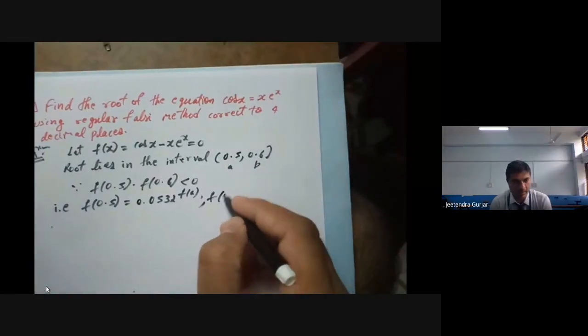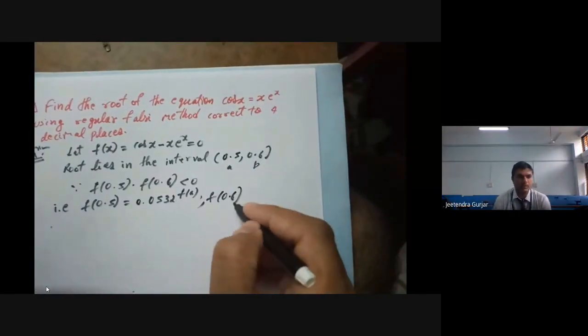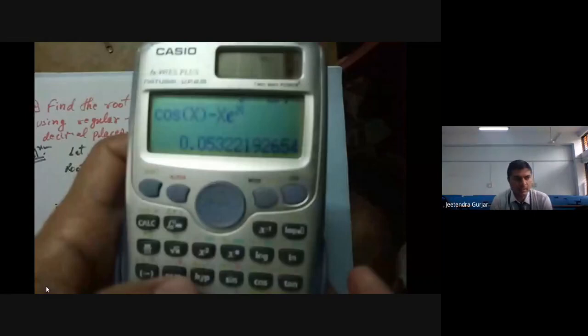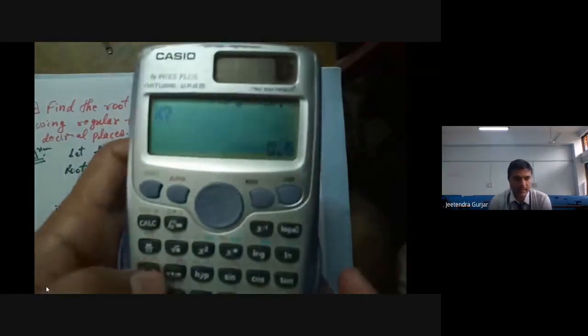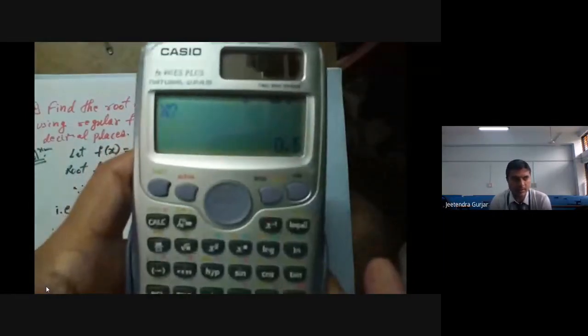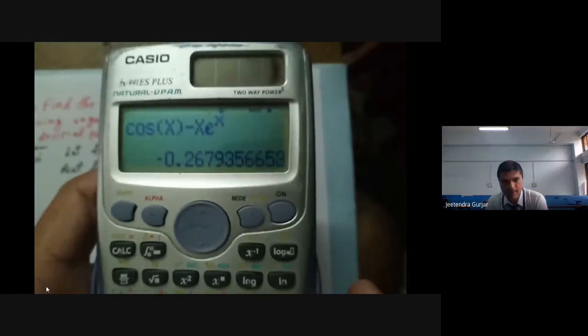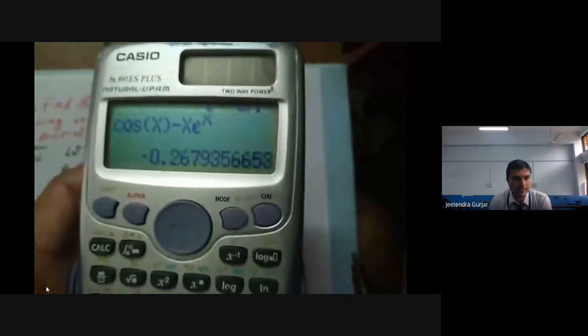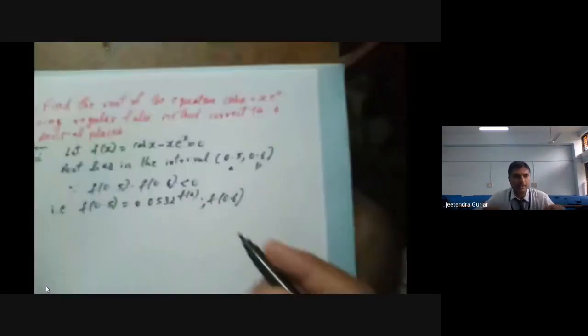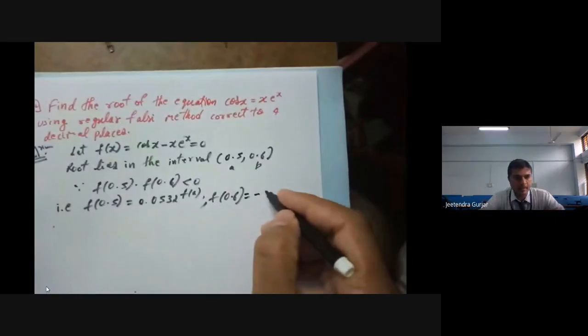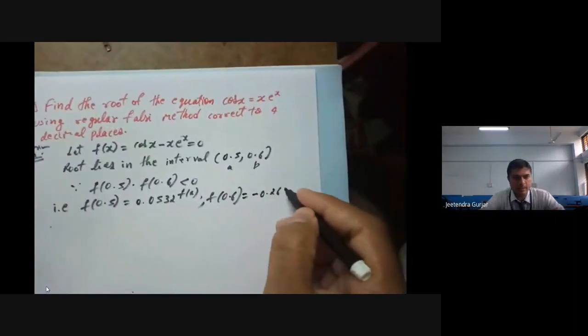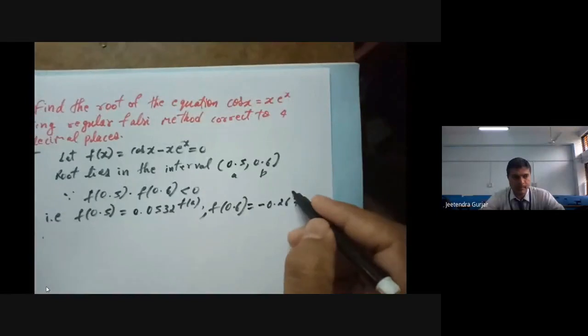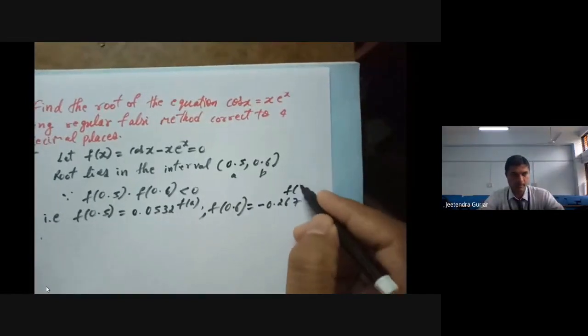So similarly, go for 0.6. Again, just type equal to. Again, it will ask x. Don't change these values. Just type 0.6. Continue on the calculator. Don't type anything else. So what will be the value? You can look at the calculator. It is minus 0.267. So this will become f of b.